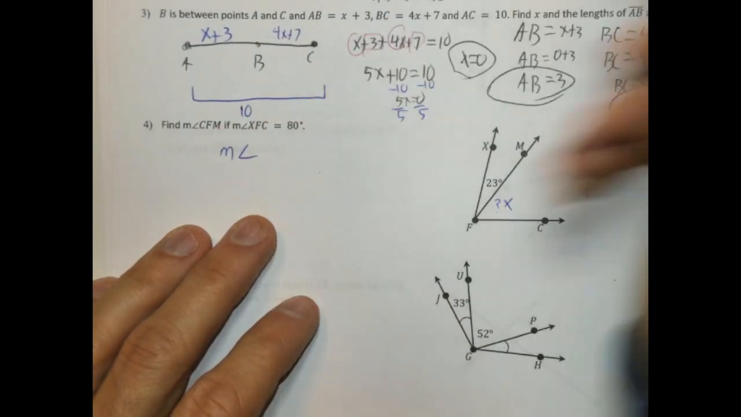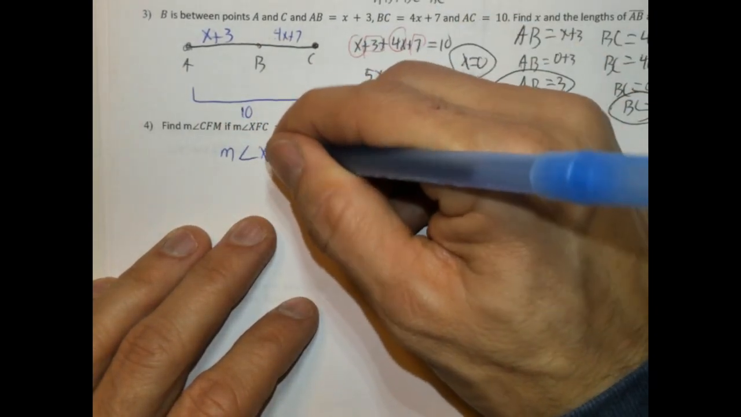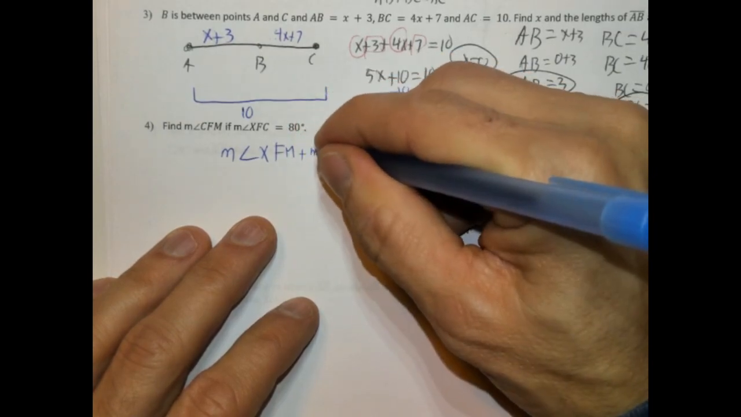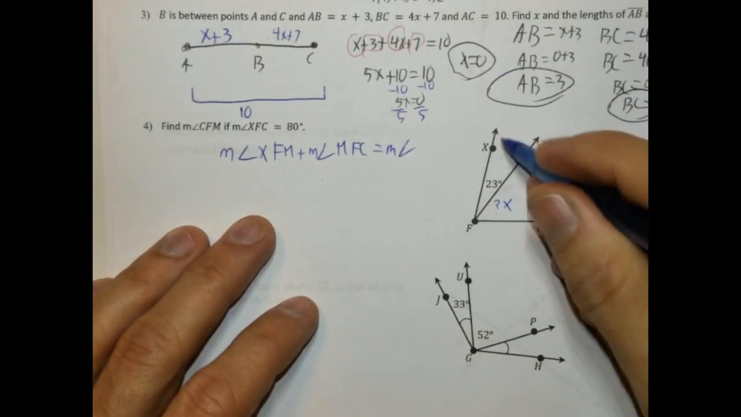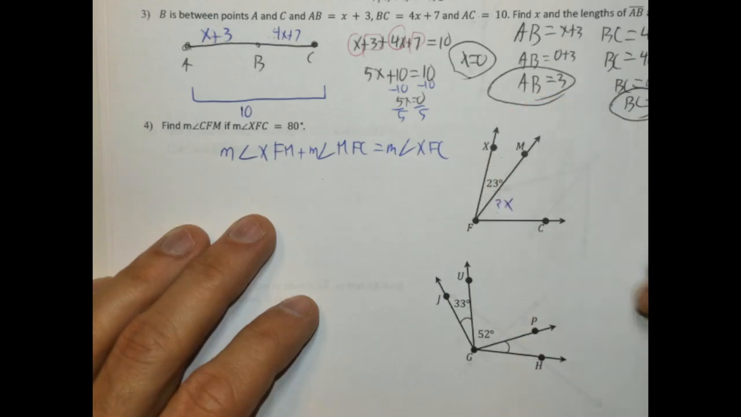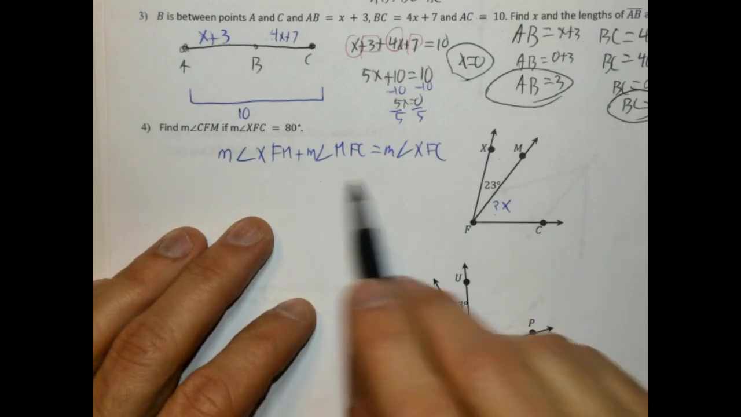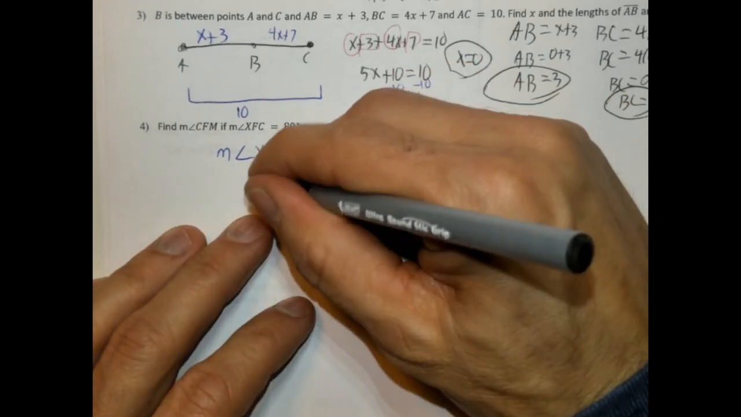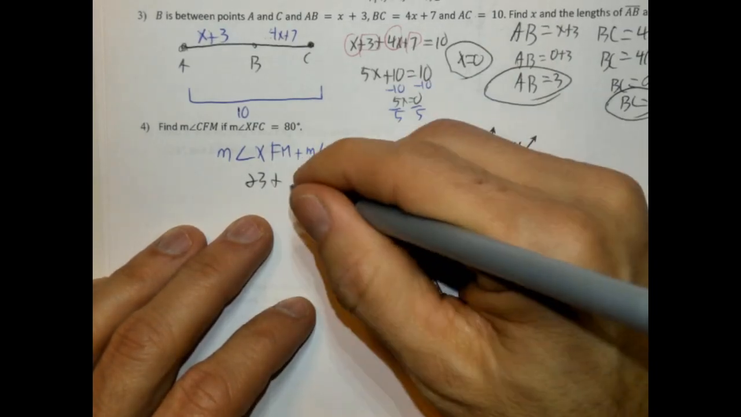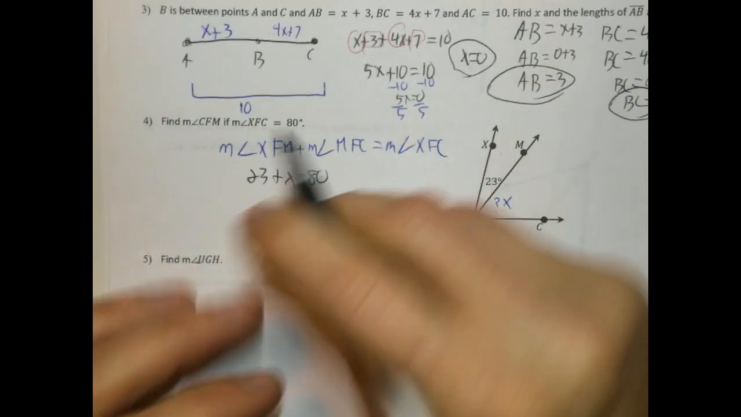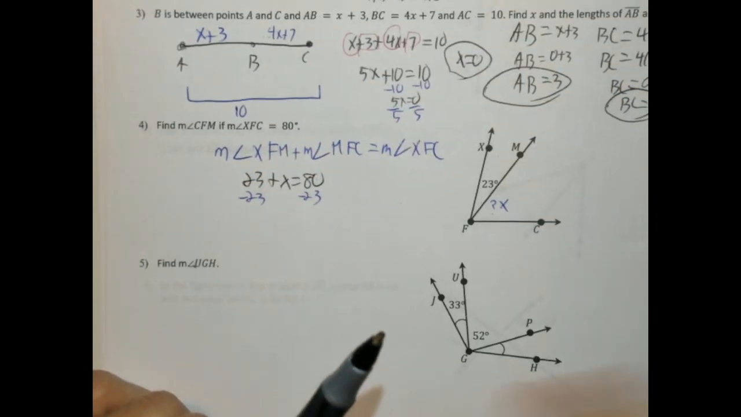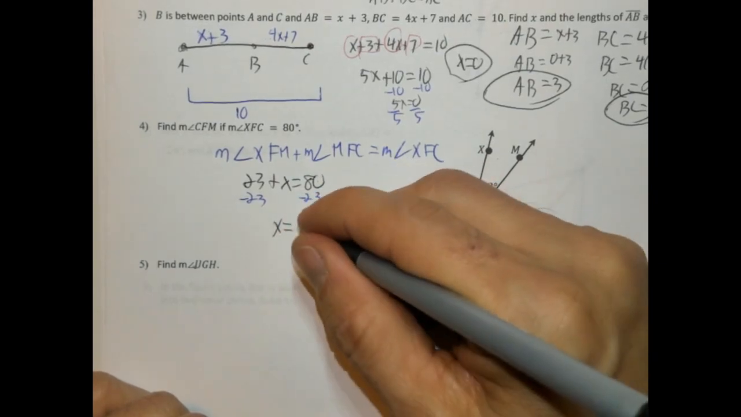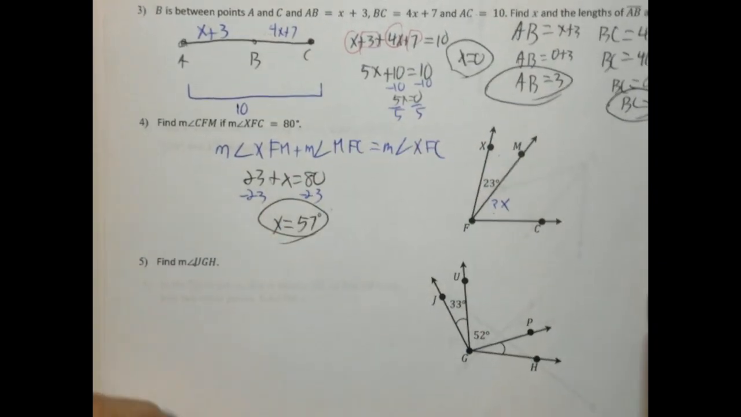The measure of angle XFM plus the measure of angle MFC equals the measure of angle XFC. Okay, so this angle plus this angle equals the whole angle, right? XFM is 23. MFC is x, and the whole thing is 80. So we're going to subtract 23 from both sides, and x should equal 57 degrees. Yeah, there we go. Okay.